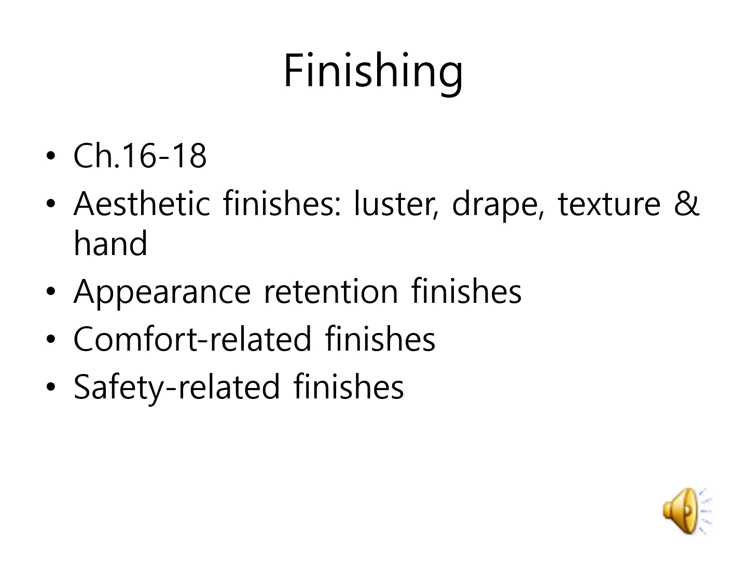So, for example, in terms of aesthetic finishes, there were those that improve luster, drape, texture, and hand, and that sort of thing. So just make sure you understand the finishes that are related to aesthetics. In addition, the finishes that are related to appearance retention, those that are focused on comfort, and then those that relate to safety. So just know under which categories they fall in terms of what the end desired result is going to be with those fabrics. So basically just understand the various categories that all the different types of finishes fall into.